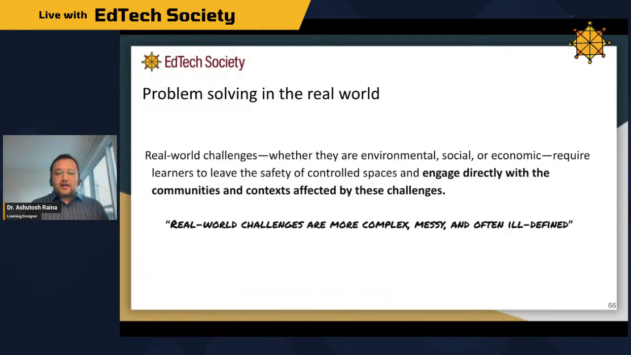So what are real world problems? We have seen ill-structured problems, open-ended problems, as we were talking about tinkering also. But the thing with real world problems is that now you have to actually engage with communities and the context in which these problems are. So real world challenges are more complex, messy, and often very ill defined.